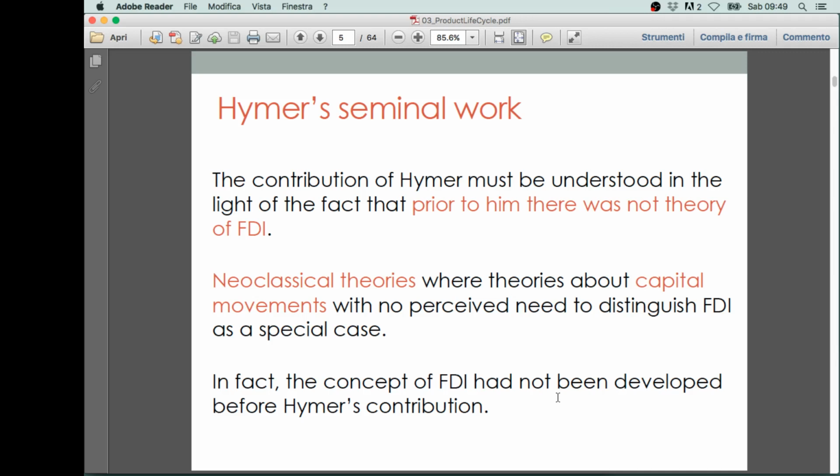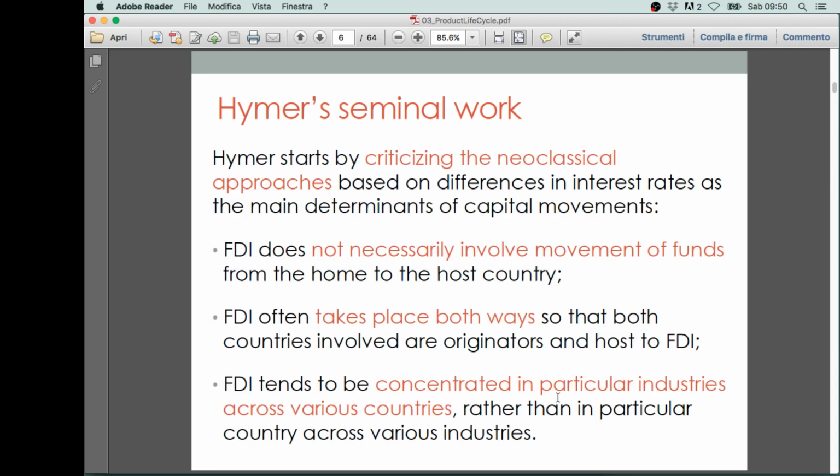So FDI were not treated as a special case, but were just considered as one type of international investment like all the other types of investments. And in fact, it's actually Hymer himself that introduced for the first time the concept of foreign direct investments, and that's also a reason why his contribution is pretty relevant.